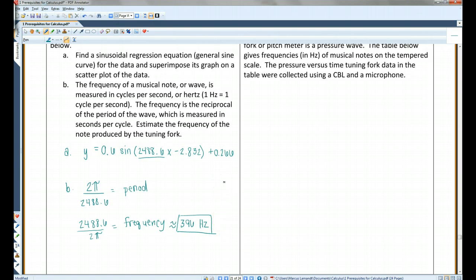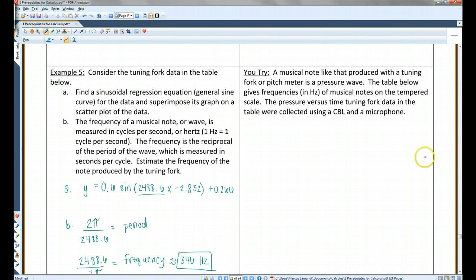All right. Okay, now over here, same thing. There is no table. It says a musical note like that produced with a tuning fork or pitch meter is a pressure wave. The table below, that's not there, gives frequencies in hertz of musical notes on the tempered scale. The pressure versus time tuning fork data in the table were collected using a CBL and a microphone. And for some reason I didn't type the question either. It's basically the same question. They want the equation and then they want the frequency. So I'll just give you the equation since you don't have the table.